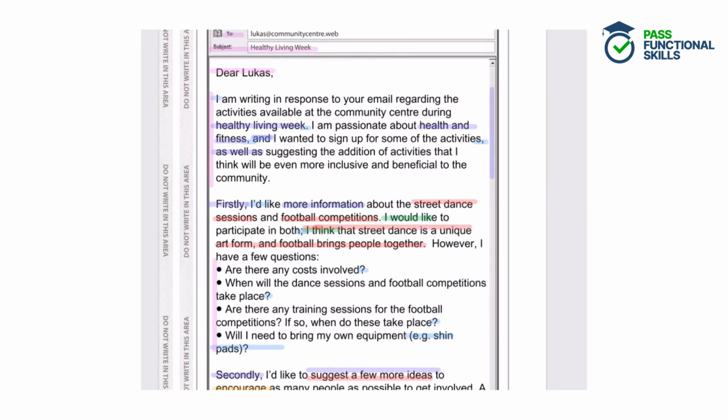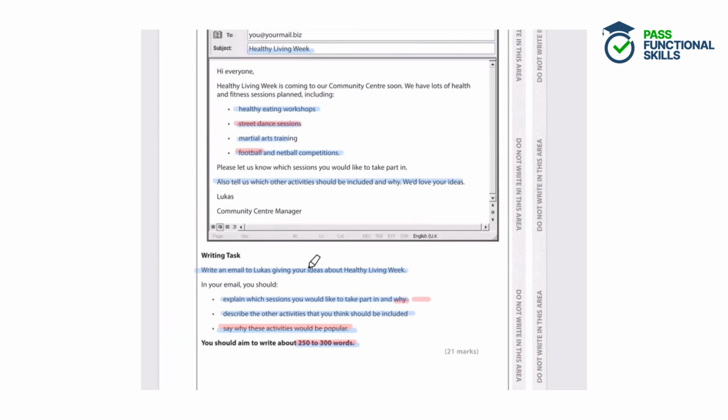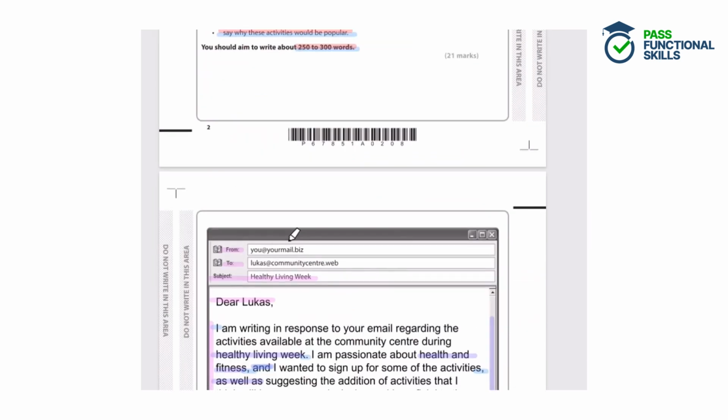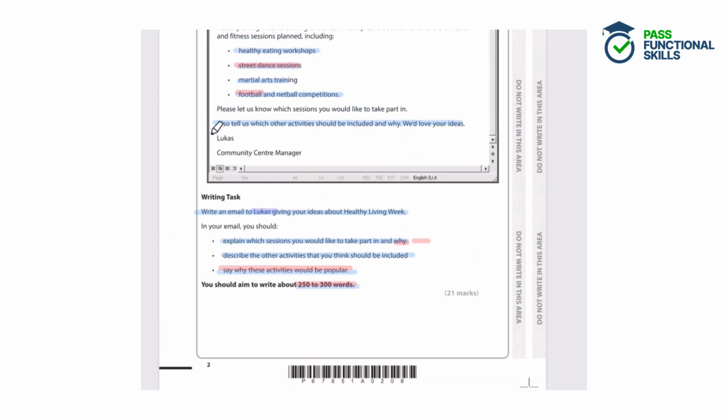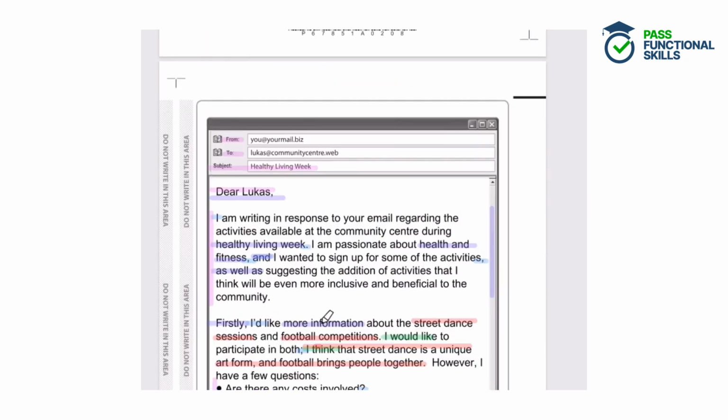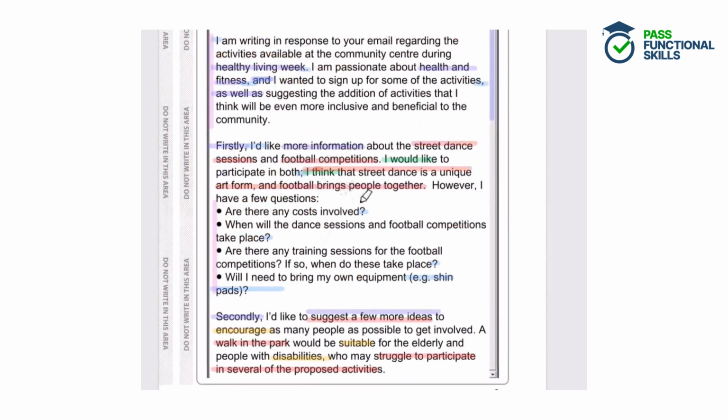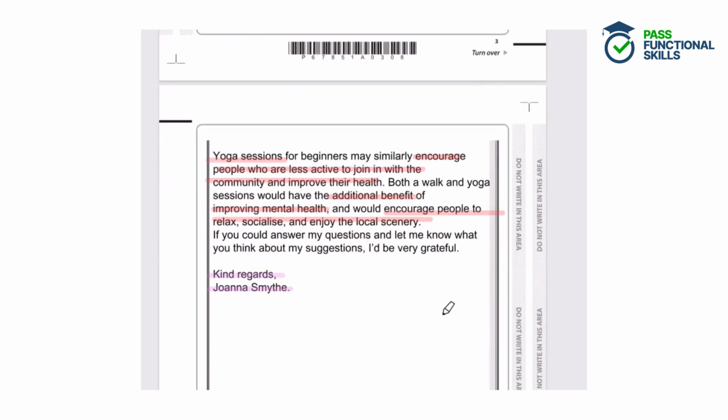You'll also have to think about the types of language and register that you're using in your answers. So this essentially means that your writing has to have the right kind of tone and style to match the reader that it's aimed at. So this answer is suited to the audience because we've been asked to write to Lucas, and we've definitely written to Lucas here. We've addressed Lucas by name, and we've seen that Lucas is the community centre manager. So we are asking relevant questions. If he's the manager, then he's likely to know the answers to these questions, and then giving some suggestions that are appropriate for the audience.